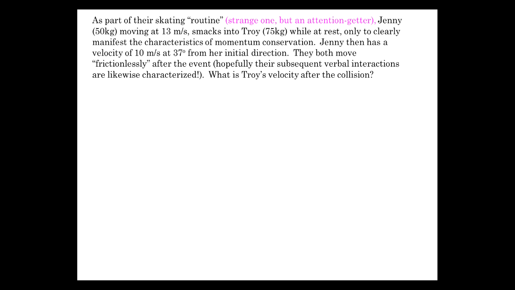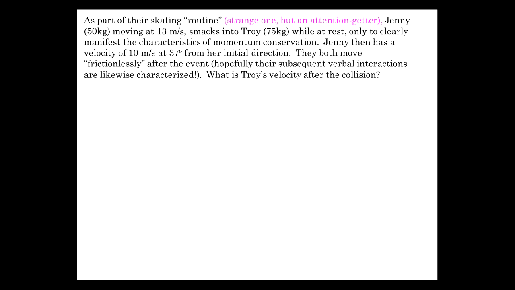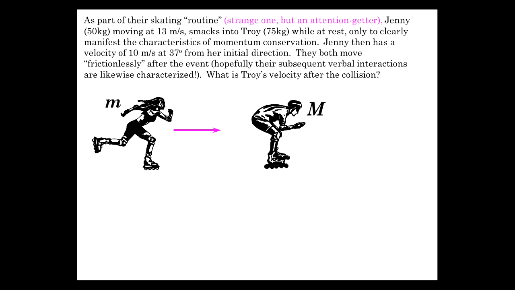Let's work out the momentum in a two-dimensional collision problem. This one involves Troy, 75 kilograms, and Jenny, 50 kilograms, who is going to hit into him at 13 meters per second and bounce off at 10 meters per second, 37 degrees from her initial direction. And then they move frictionlessly after the event, and hopefully that's commensurate with their relationship as well. And what is Troy's velocity after this collision?